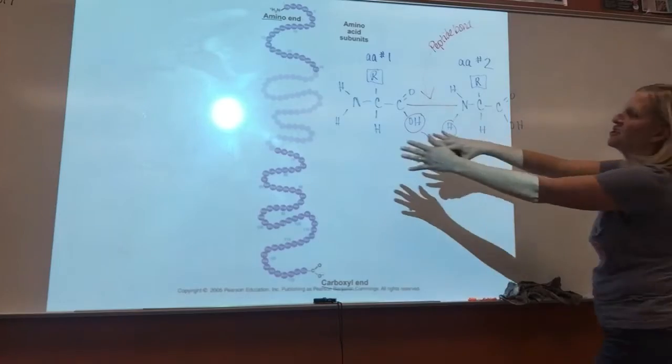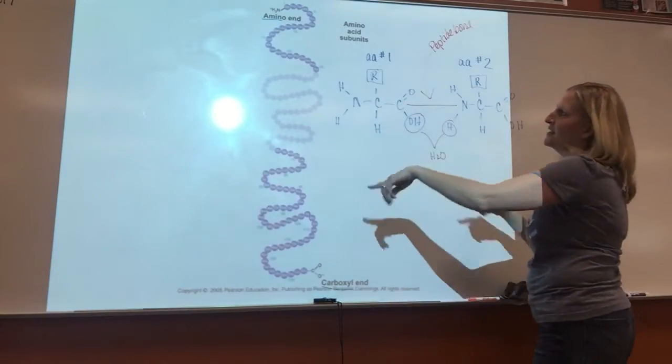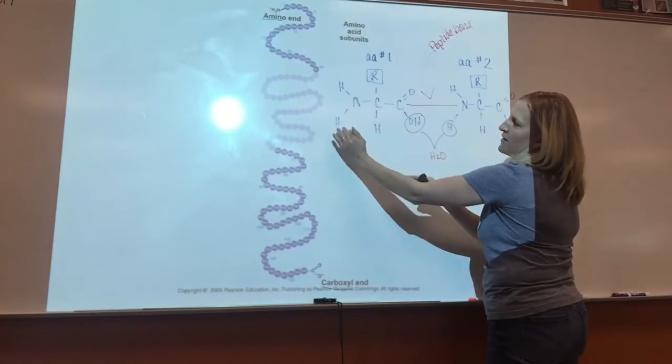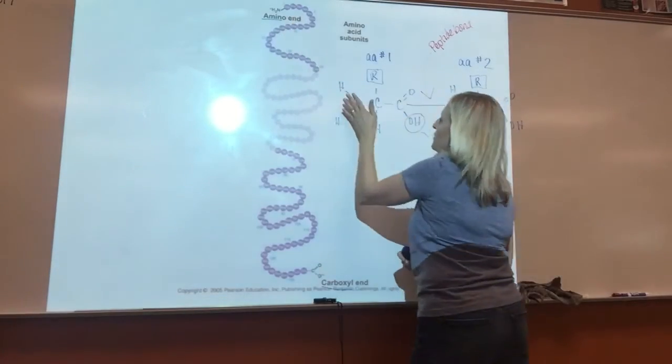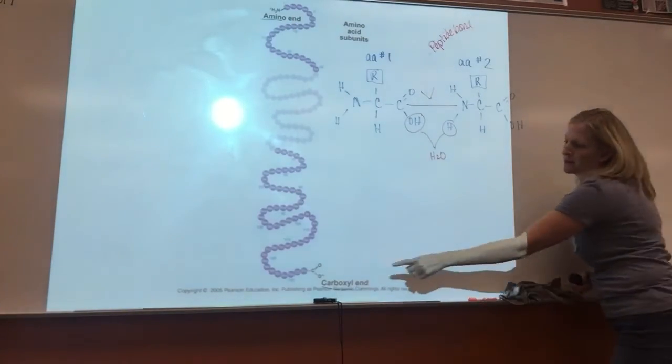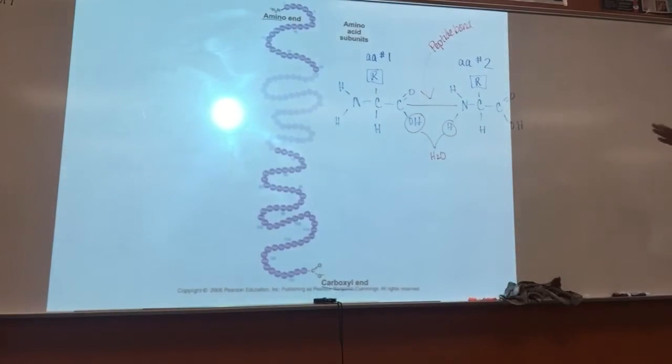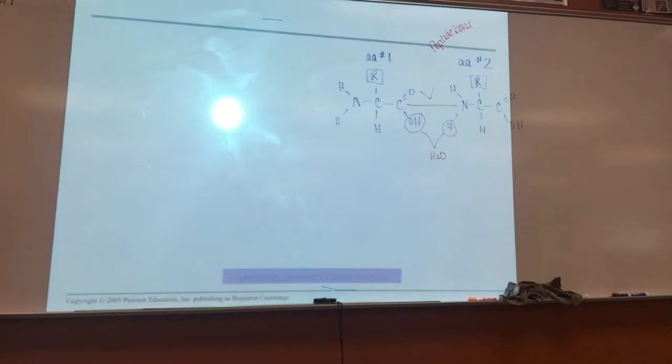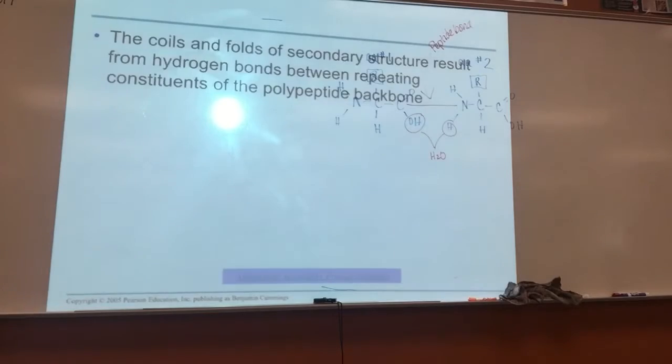So when we see a chain of amino acids like this, one end is going to have the amino group hanging off, the other end will have the carboxyl group hanging off. All right, and so we can keep on adding amino acids. All right, so that's your primary.